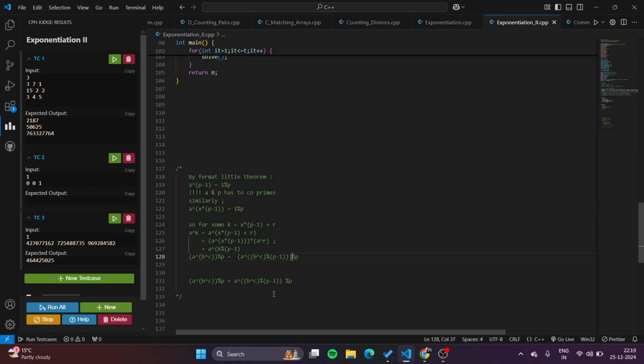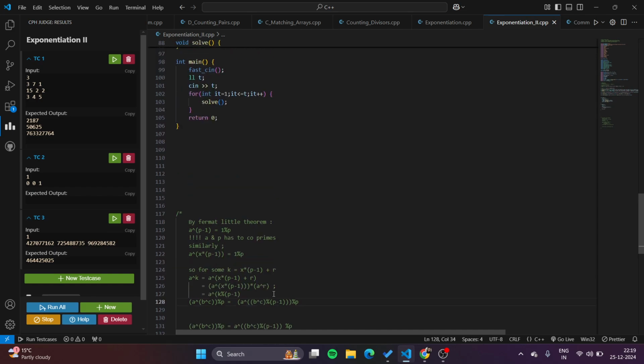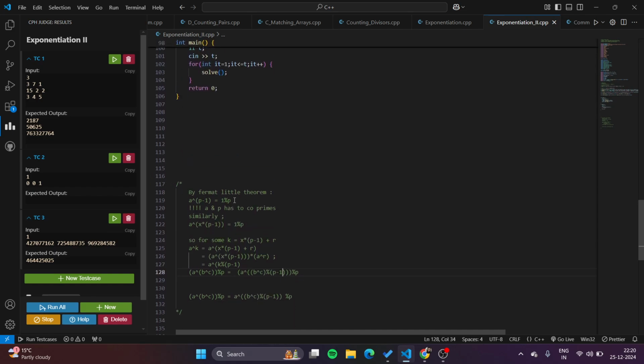By the way, you might even think, okay, this is no more a prime number. I know that. This was supposed to be a prime number. P and A were supposed to be co-primes, right? You can take modulo with anything, but these two numbers, A and P, should be co-prime, and P is prime, so the other number will be co-prime to it.